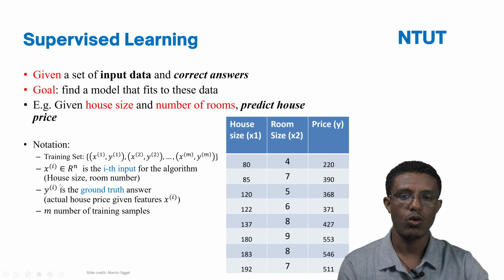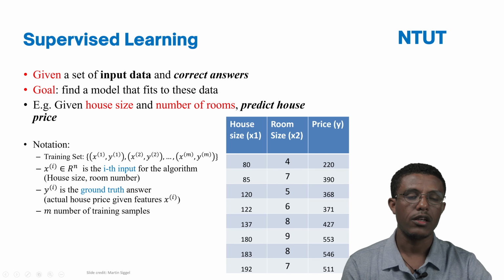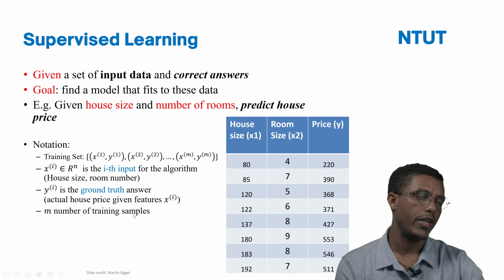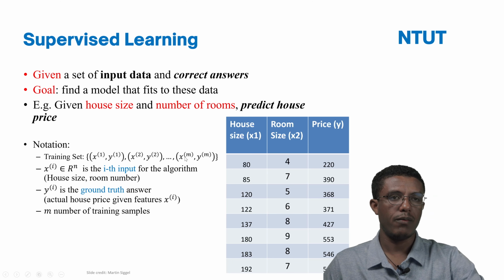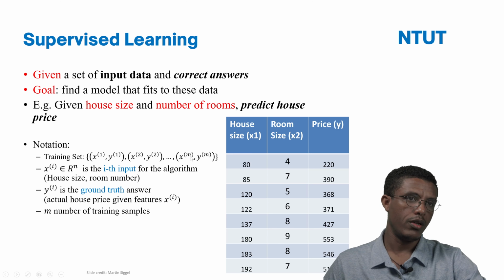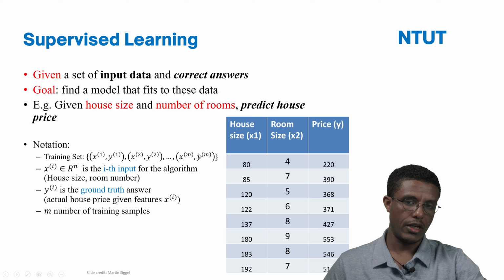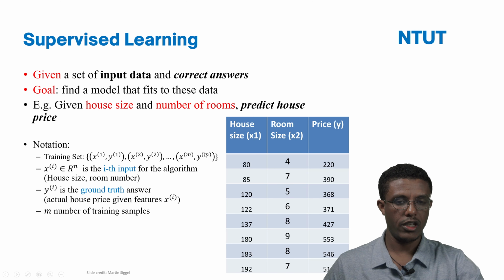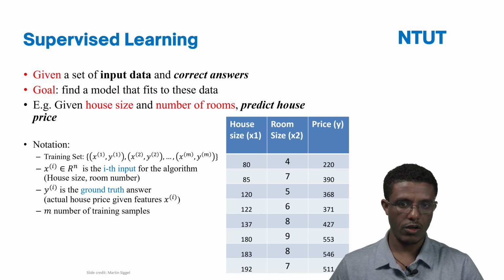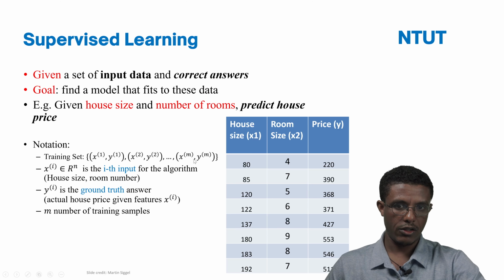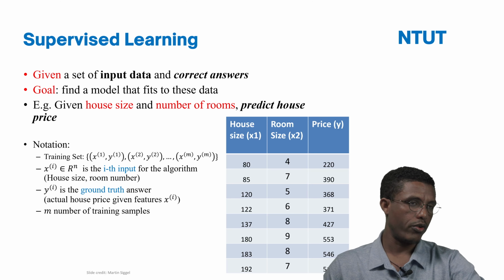So y represents the ground truth, that means the expected output from that data. And from this one, M represents the number of training samples. That means maybe we have 10 data or 15 data, 100 data, more than that. If we have 1,000 data, that means until x 1,000 and y 1,000. That is called supervised learning.